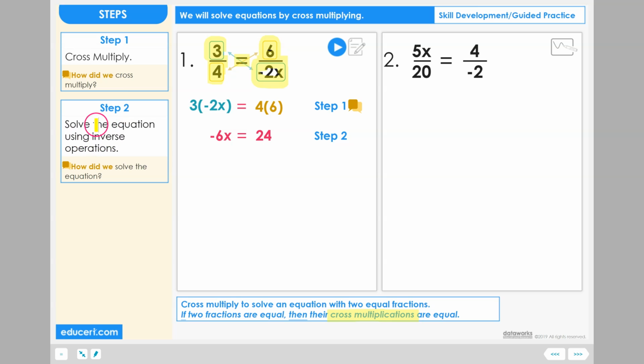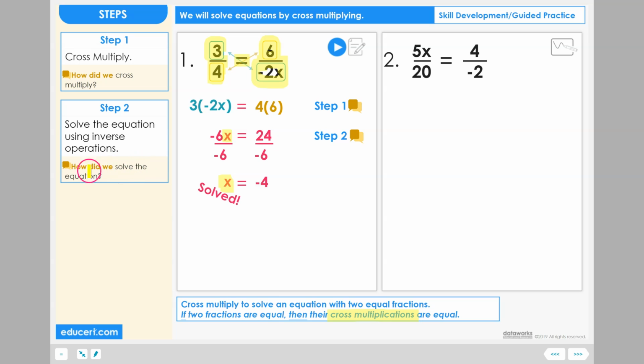Step 2. Solve the equation using inverse operations. To isolate the variable x, we need to divide by the coefficient, which is negative 6. Dividing by negative 6 on both sides to keep the equation balanced. Here, negative 6 divided by negative 6 makes this turn into 1, so that means x is left alone on the left-hand side. And on the right-hand side, we have 24 divided by negative 6, which is going to equal negative 4. And now our equation is solved because we have x all alone on one side.